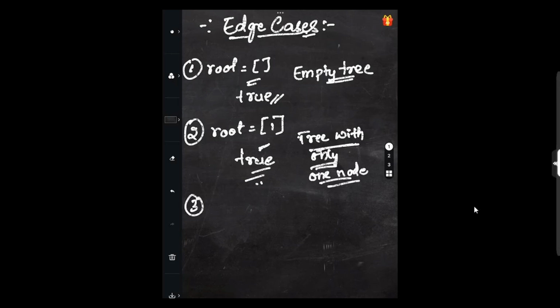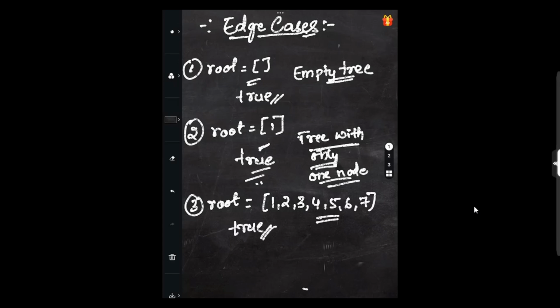So let's move on with the third edge case, a perfectly balanced tree. When I say perfectly balanced tree, I'll consider here root equals 1, 2, 3, 4, 5, 6, 7. This is the input, a perfectly balanced tree. Then also the output will be true here.